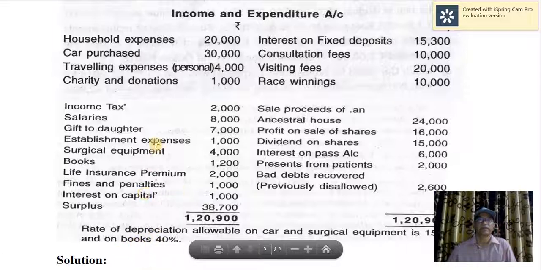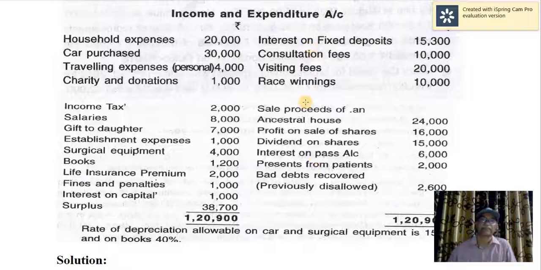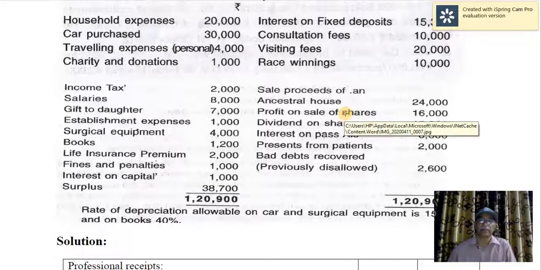Let us see the incomes first, professional receipts or professional incomes. Interest on fixed deposits comes under income from other sources, so it is not taken under professional receipts. Consultation fees and visiting fees are items of professional income. Race winnings fall under income from other sources. Sale proceeds of an ancestral house do not fall under professional income. Profit on sale of shares falls under capital gains. Dividend on shares and interest on savings bank are taken under income from other sources.